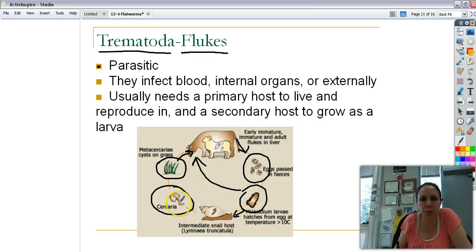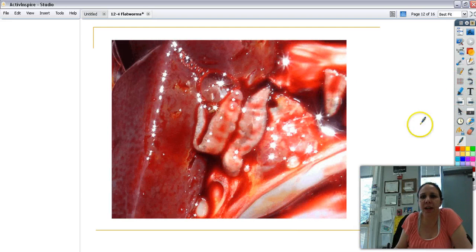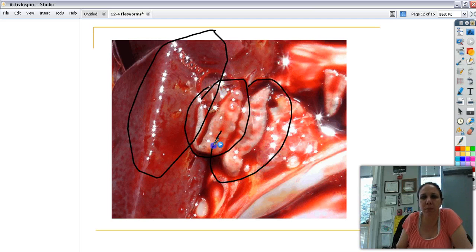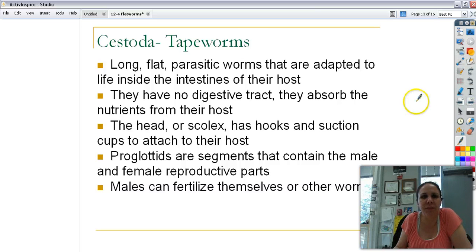So it has to go through the snail in order for it to work. Oh, gross, what's that? Ew, that's a fluke. This is a liver fluke. This is your liver right here, and there's fluky number 1 and fluky number 2. Ew, gross, I didn't warn you about that one. Ew. Okay, next is good.